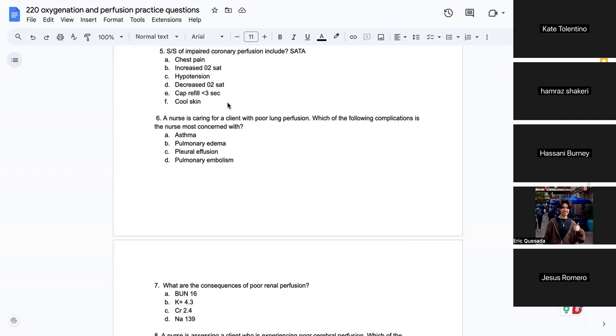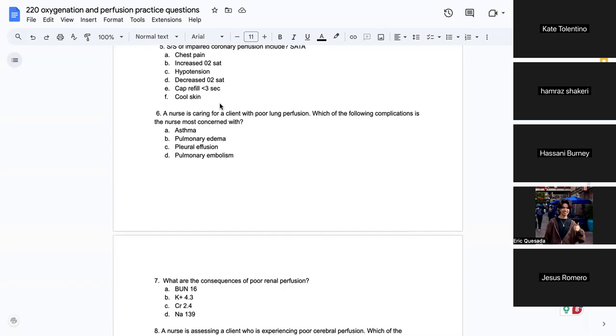So E is not right because it's less than 3 seconds, meaning that when we press down on the nail beds, we see that the blood return or the color comes back really rapidly, so less than 3 seconds. We know that they're being perfused pretty well, right? So if they're not, then it's going to be delayed cap refill of more than 3 seconds.